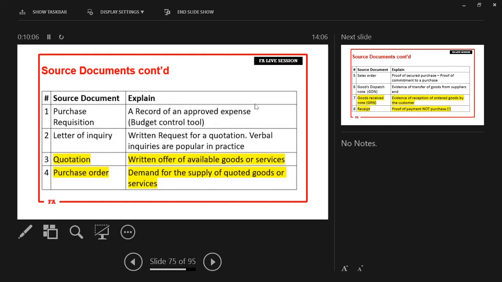All right, let's progress. So the first thing that you do when you want to acquire goods or services within your organization, you may have to fill in what is known as the purchase requisition. What is the purchase requisition? This is a record of an approved expense. It is a budget control tool. Very important point.